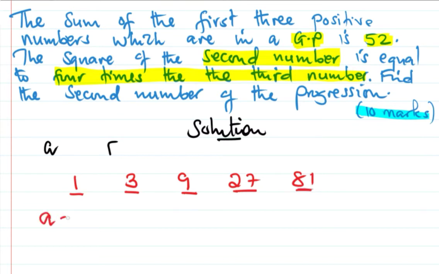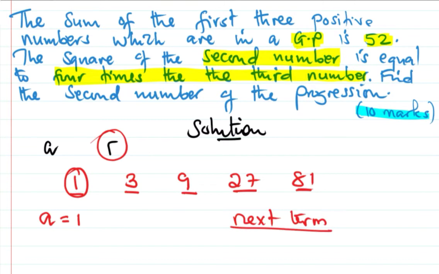A in this case is 1 as the first term. Common ratio, the way we get the common ratio, we take the next term divided by the previous term.